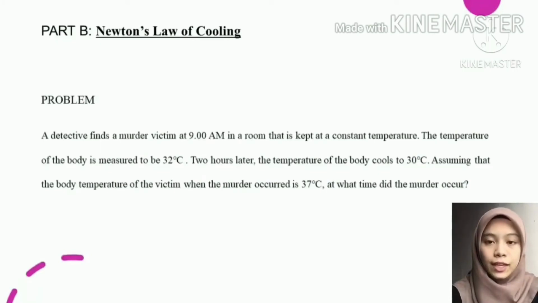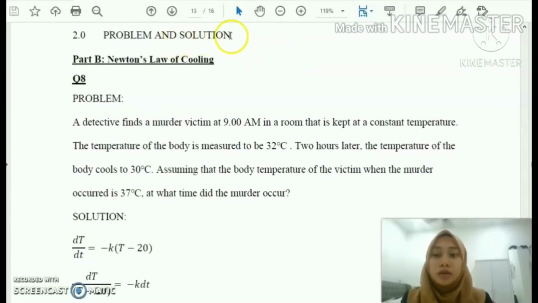The problem is, a detective finds a murder victim at 9 in the morning in a room that is kept at a constant temperature. The temperature of the body is measured to be 32 degrees Celsius. 2 hours later, the temperature of the body cools to 30 degrees Celsius. Assuming that the body temperature of the victim when the murder occurred is 37 degrees Celsius, what time did the murder occur? We present the solution of calculation part B, Newton's law of cooling, question 8.